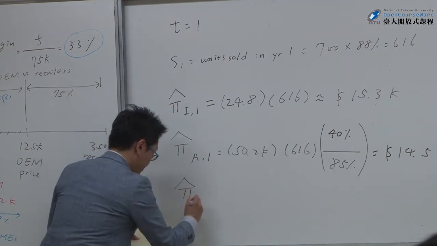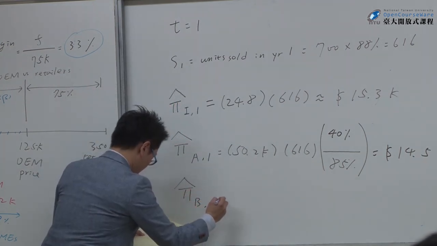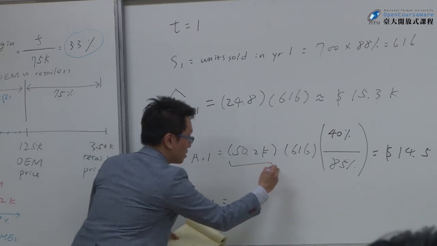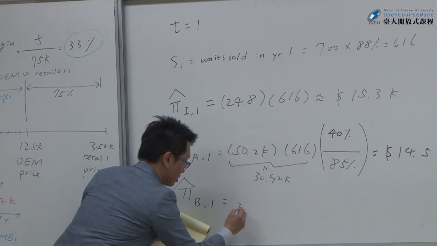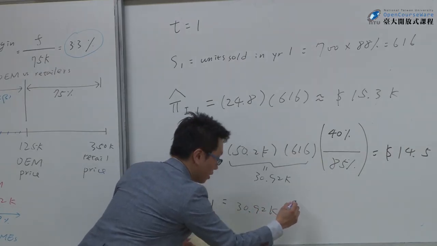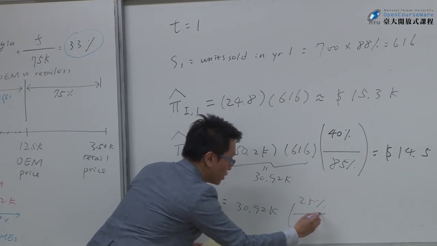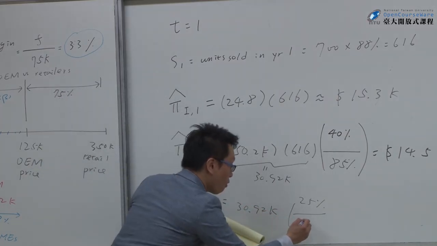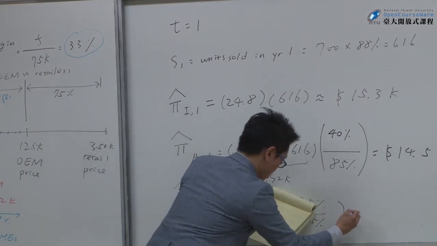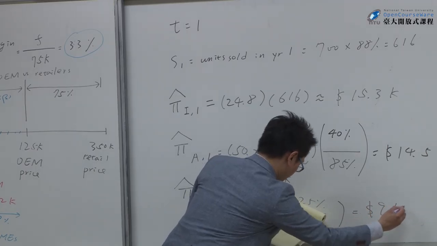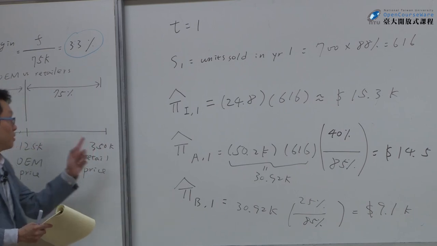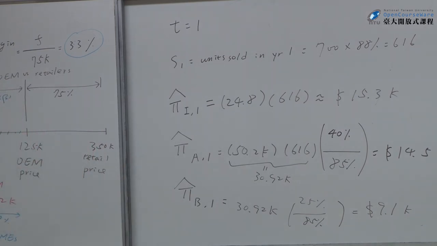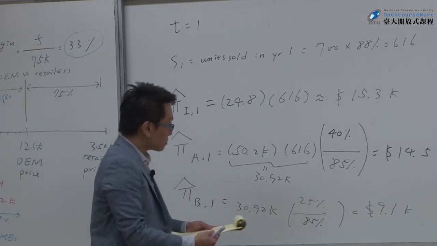And this will be 14.5K. And we do one more for OEM B, and that is equal to 30.92K times 25% for OEM B's share among the Big Four. We get 9.1K for realized value to OEM B if the innovator is charging a 24.8K licensing fee.